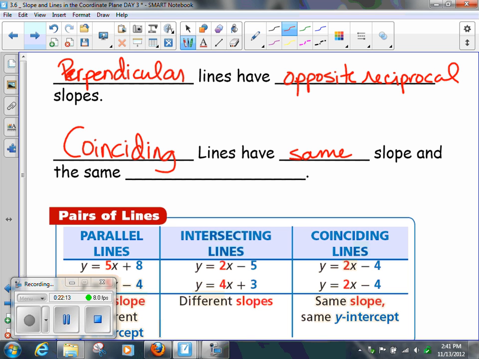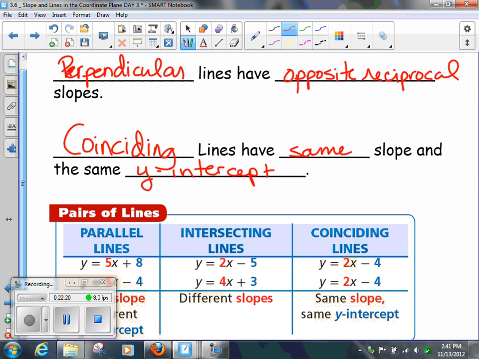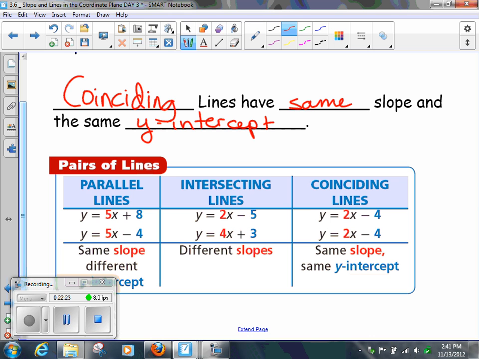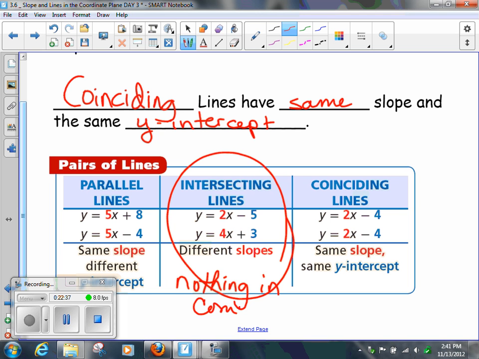Lines have the same slope and the same y-intercept. If you look down here, it tells you. Intersecting lines don't have doodly squat in common. You need to put on here nothing in common. I just need to know that they're intersecting. I don't care what their slopes are. I don't care what their y-intercepts are. They just are intersecting, okay? They intersect in a certain way.